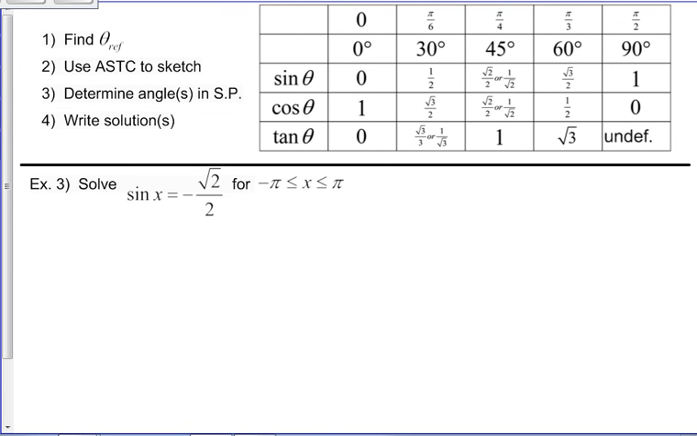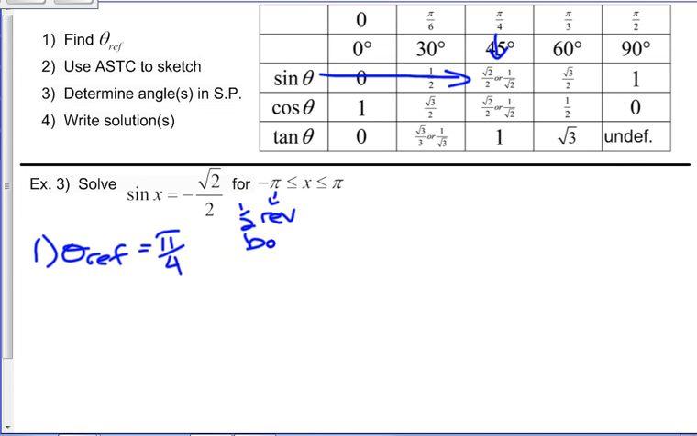Let's do one more. Sine of negative root 2 over 2. So, as per usual, we're going to find theta ref. Sine is root 2 over 2 at 45 degrees, or, it looks like we're working in radians here, so pi over 4. Now, the domain on this one is a half revolution backward to a half revolution forward.